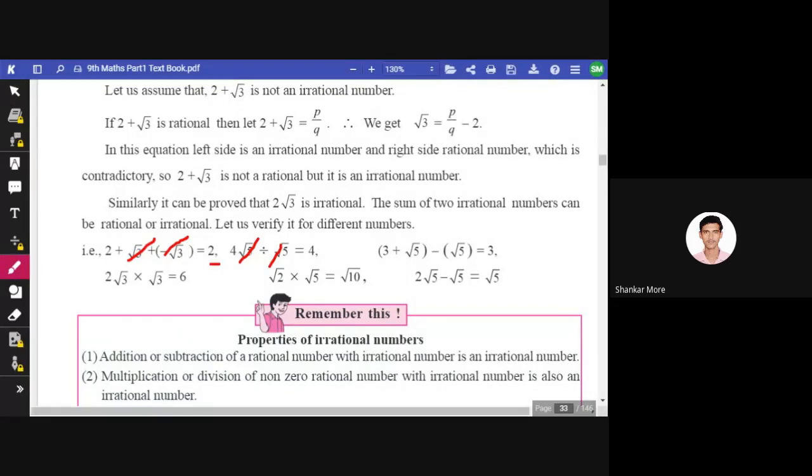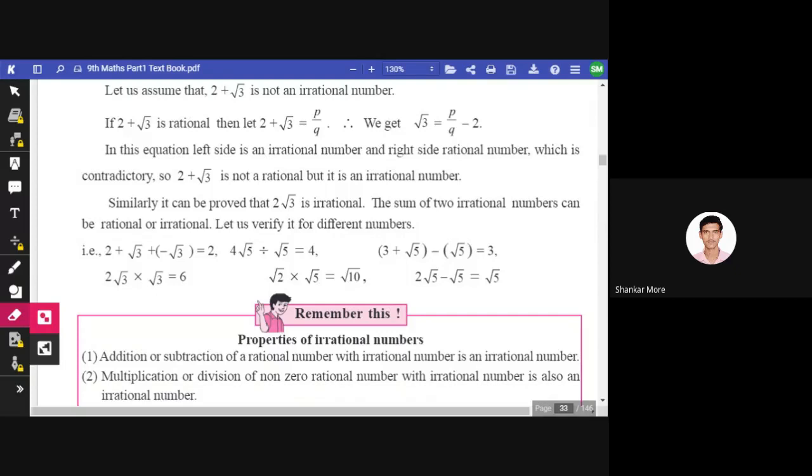Okay, so if a number which is rational is divided by or multiplied by, or a number is added or subtracted in that number which is irrational, so the result will be irrational only. मतलब अगर एक रैशनल है एक इरेशनल है, सो रिजल्ट कैसा रहेगा, इरेशनल ही रहेगा.